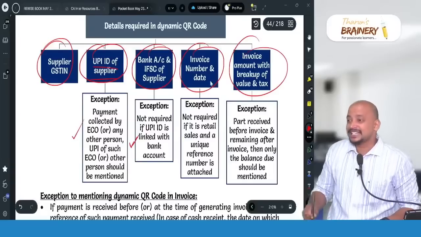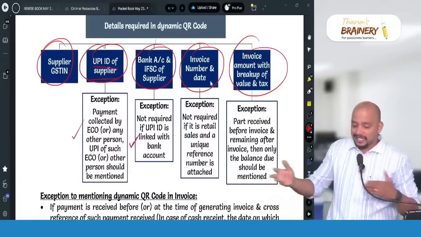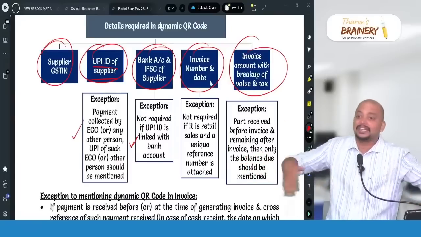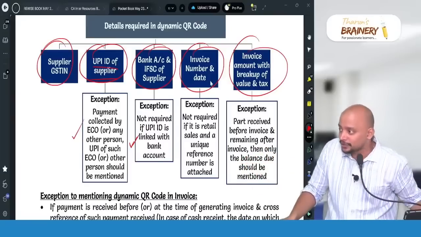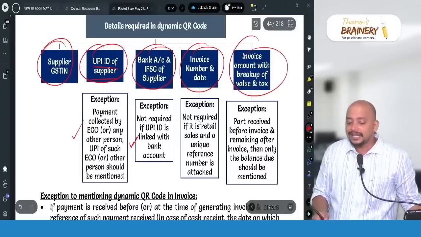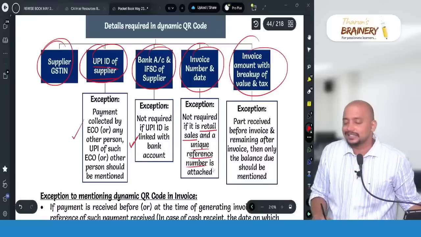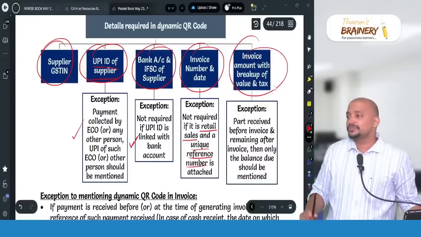We cannot enter these in case of retail transactions, because in retail transactions there will be multiple counters and everyone will be preparing invoices in parallel. For that reason, in case of retail sales, just a unique reference number attached is sufficient. Then invoice amount with breakup of tax.